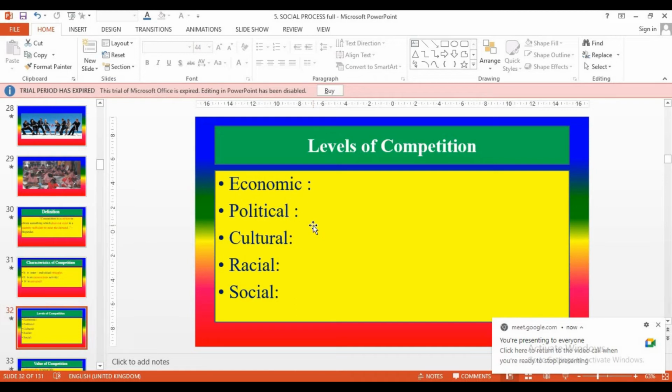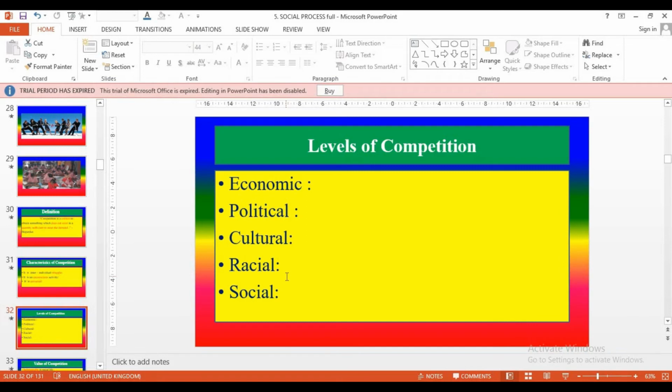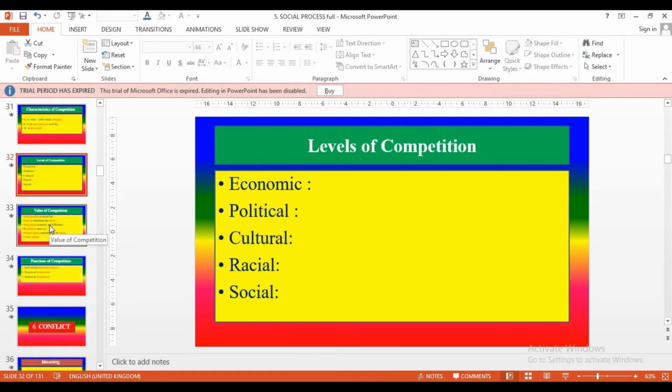Third one, cultural competition. Competition between old culture and modern culture. Then racial competition. Competition between two races, black and white. In India, Aryans and Dravidians. Then fifth one, social competition, by means of social events, for example, competition in the examinations, competition in the families, etc.